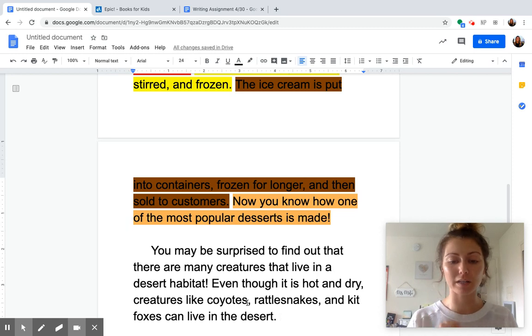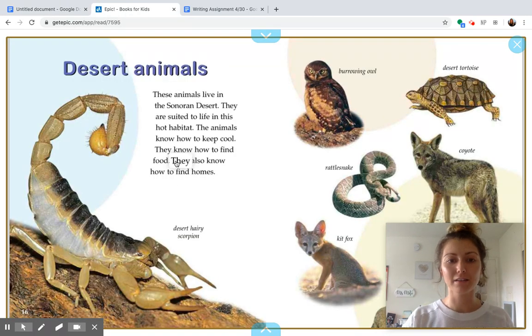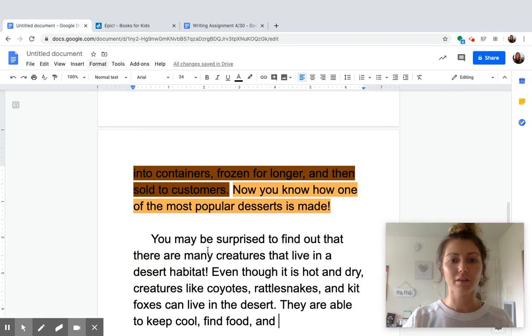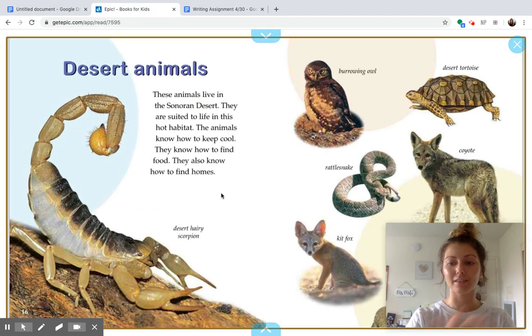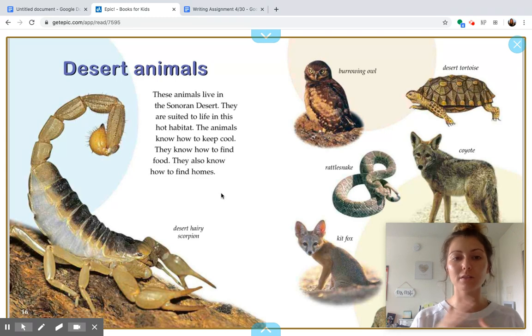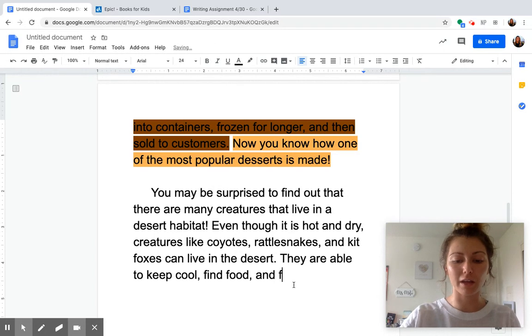So my second supporting sentence, they are able to keep cool, find food, and if I look back at my text, find homes. So I don't have to say in my paragraph exactly what the text is saying, but I'm using that information and I'm synthesizing it and I'm paraphrasing it in my own words to tell my reader what I need them to know. They're able to keep cool, find food, and find homes to survive.